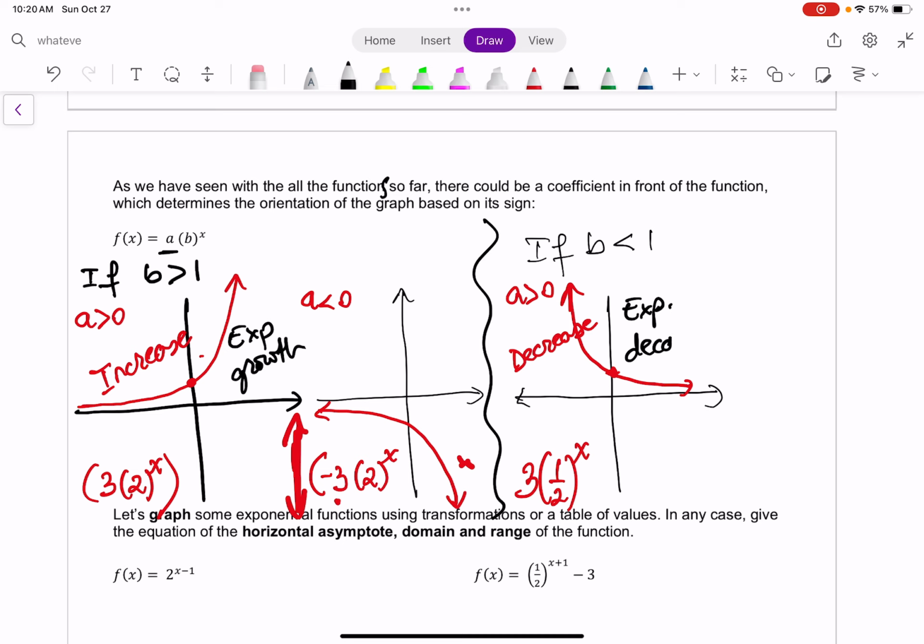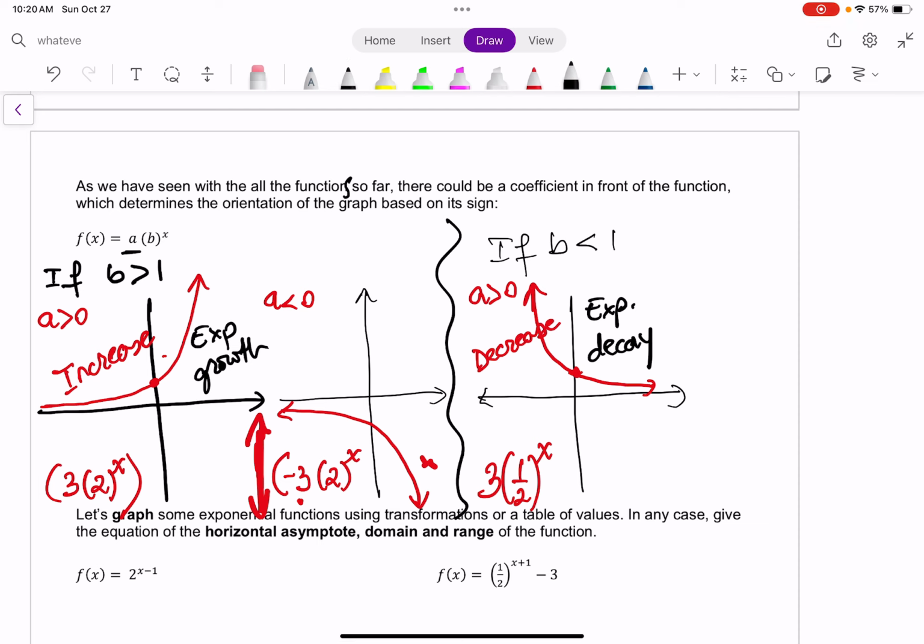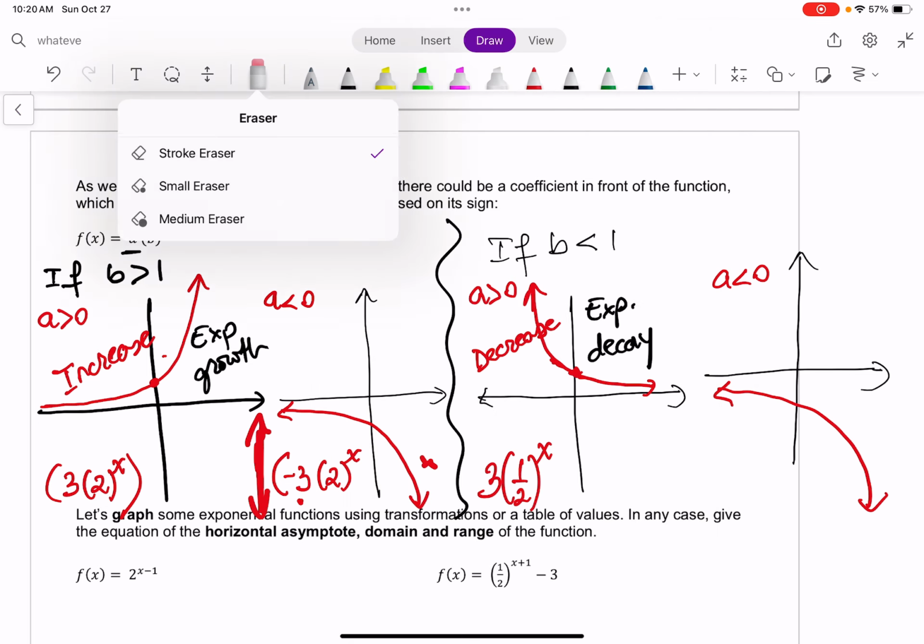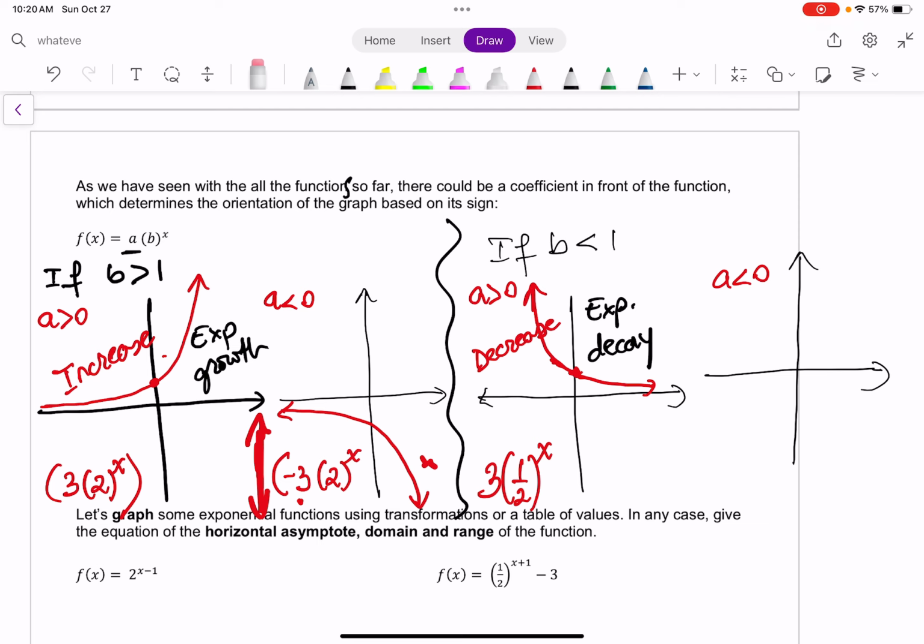So if the base is less than 1, the values keep going down. Now, of course, if you multiply by a negative, all those values that keep going down but are negative are just going to start increasing. So if a is less than 0, we have to flip this graph about the x-axis, and then it's becoming increasing. Yes, this shape.